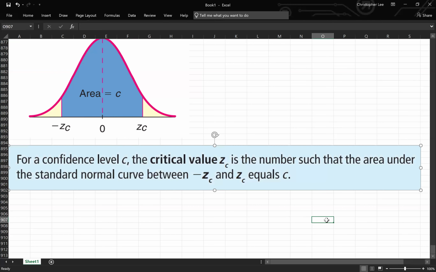So for a confidence level C, the critical value, which is Z critical, is the number such that the area under the standard normal curve between negative Z critical and positive Z critical equals the confidence level, whatever.